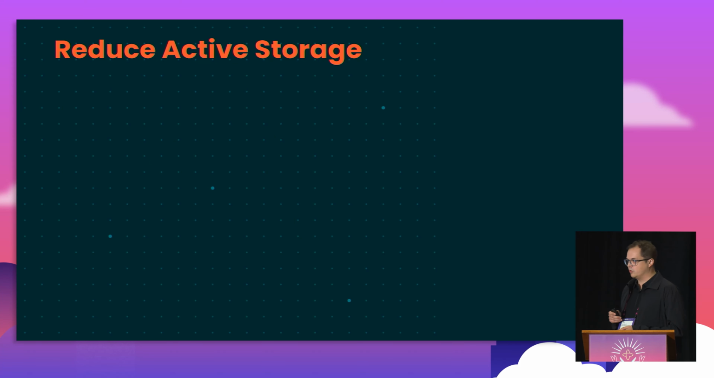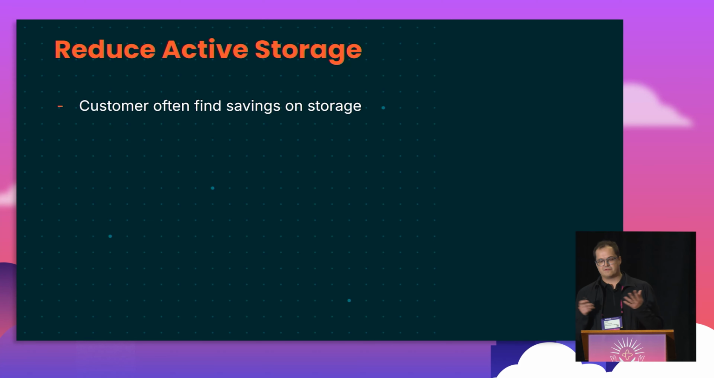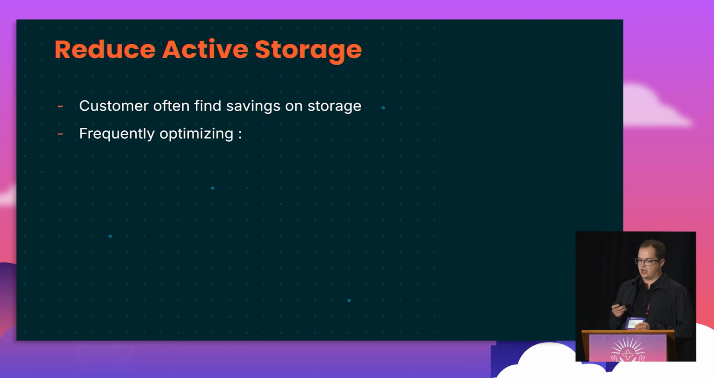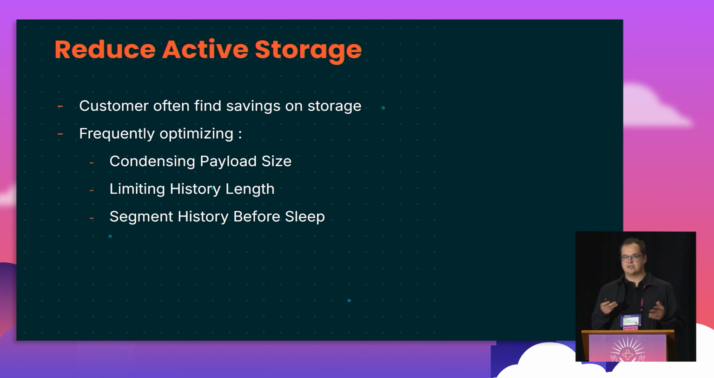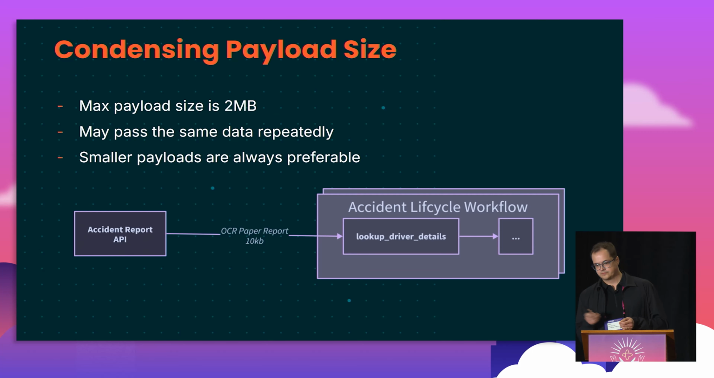So the first way that we'll talk about saving money is active storage. Customers often find that they can save money on storage, so that's where we're going to start. Customers are frequently storing more data than they need, storing data longer than they need, and luckily the solutions to that are pretty easy. The frequent optimizations we see people implement are condensing their payload size, limiting their history length overall, and in particular, limiting their history length before they do a workflow sleep. And we'll talk about why that is a particularly good scenario.